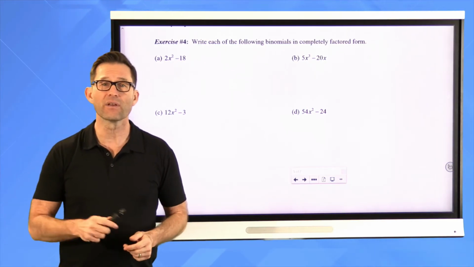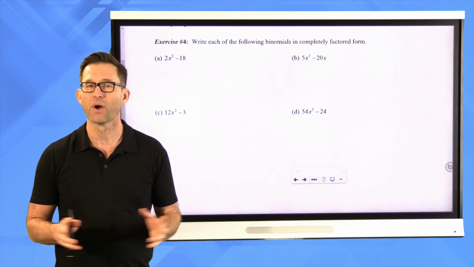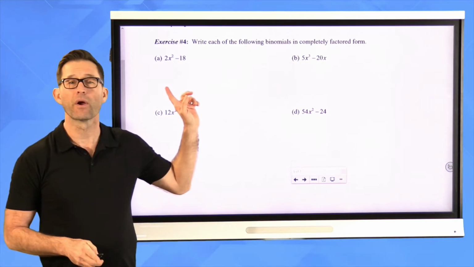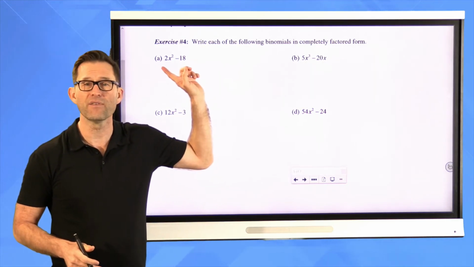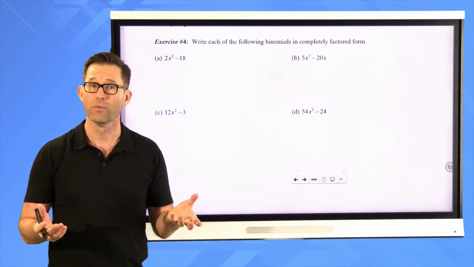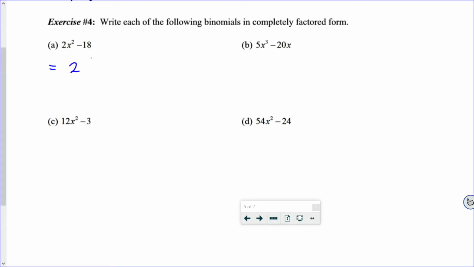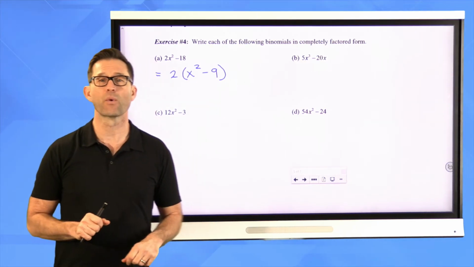So let's take a look at exercise number 4. Write each of the following binomials in completely factored form. Letter A, 2x squared minus 18. Awesome. So 2x squared minus 18, right? When I look at the 2 and the 18, it's pretty obvious that they have a common factor of 2. So I can begin by writing this as 2 times x squared minus 9.